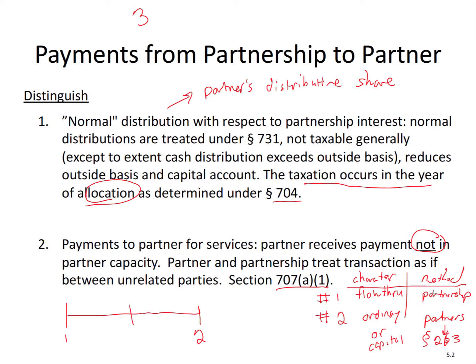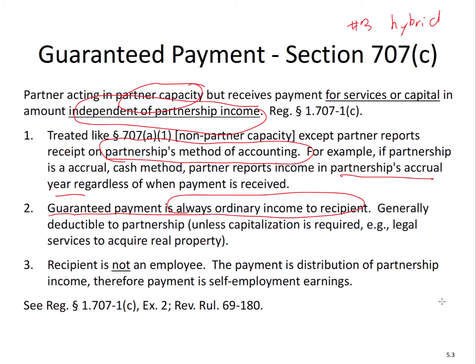Now, with respect to 263, remember that number 2, section 263 capitalization applied, but it did not apply to number 1, the partner's distributive share. Well, section 263 does apply to guaranteed payment. So that's where the hybrid comes in, because 263 applies to 707C, right? So the partnership's method of accounting is more like the 704, which is number 1. 263 is more like number 2, so that makes it a hybrid. And then it's always ordinary, somewhere in the middle between the two. It's neither rule. The deductibility, though, is more like number 2, because number 1, the partner's distributive share, cannot be deducted.